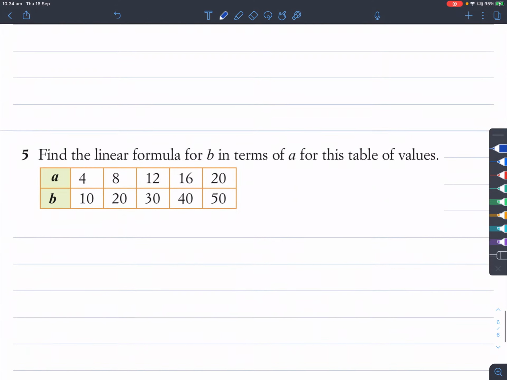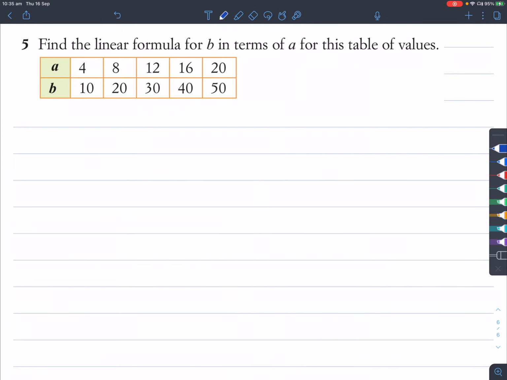Our next question, question 5, involves a table. Find a linear formula for B in terms of A for this table of values. So usually you have Y and X here. So that means you can write Y equals KX. But instead of Y, you have B, and instead of X, you have A. So what that means is you can write B equals KA, and K here would represent the gradient of this line if it was drawn.